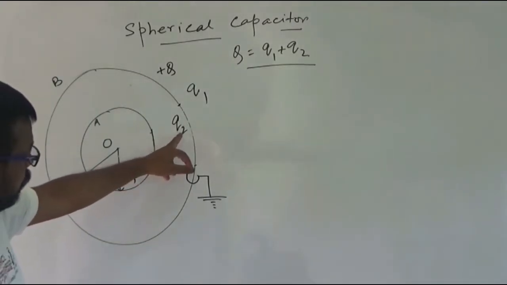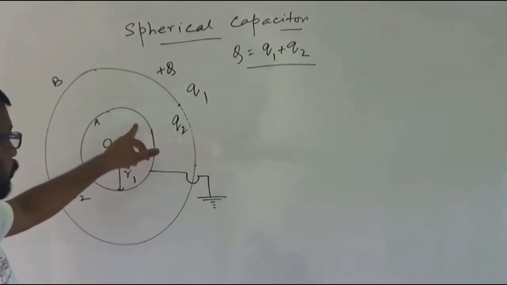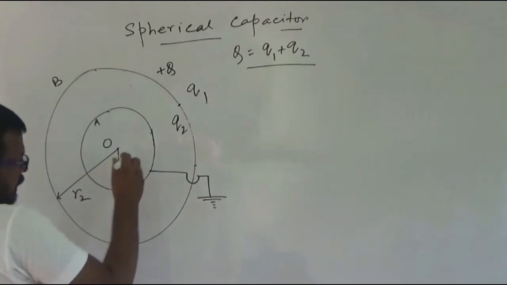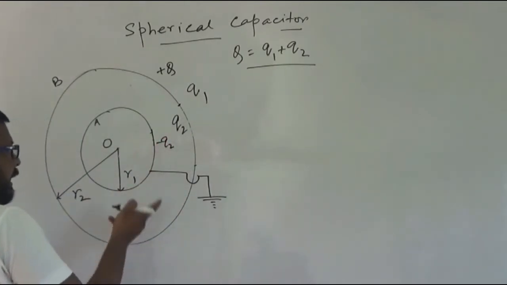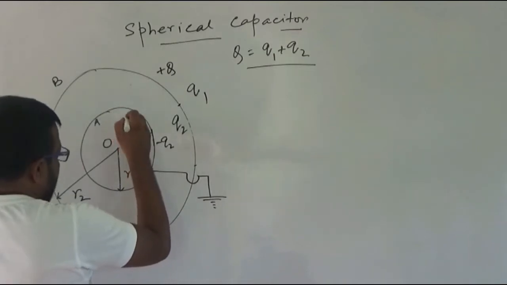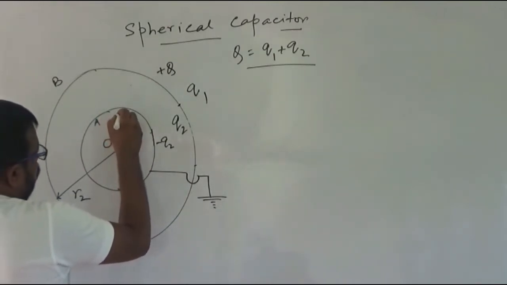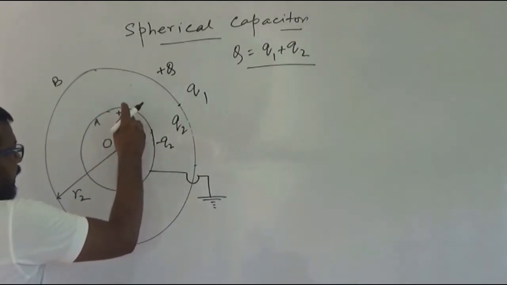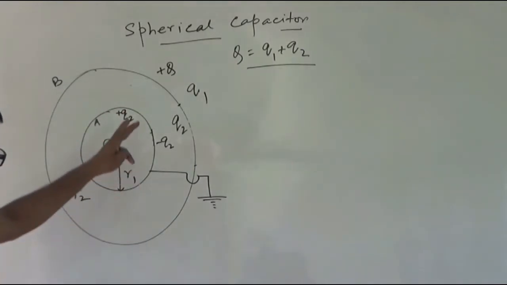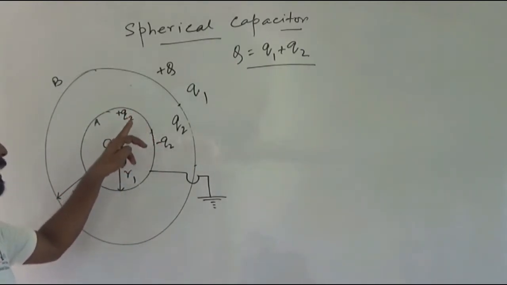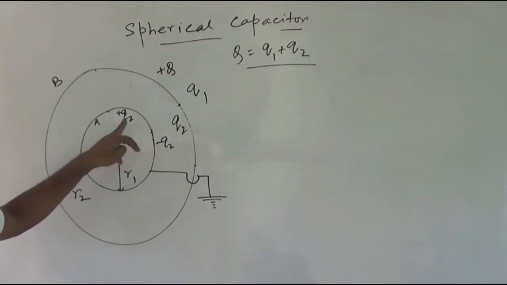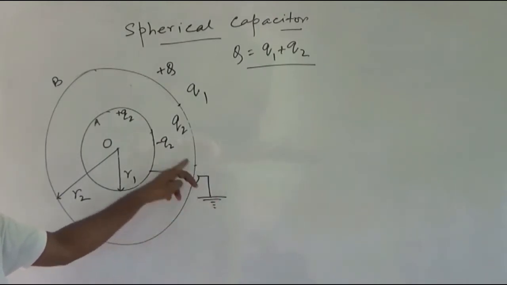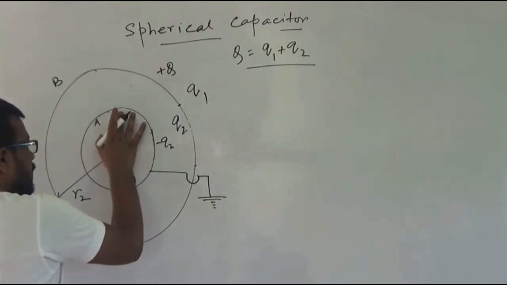Now, due to this charge, there will be induced charge on the inner sphere. The outer side of the inner sphere will be charged by minus Q, and the inner side of the inner sphere will be charged by plus Q. Or you may say that the induced charge on the inner side of the inner sphere will be plus Q2, and this plus Q2 will be neutralized by the electrons coming from earth. So this plus Q2 disappears.